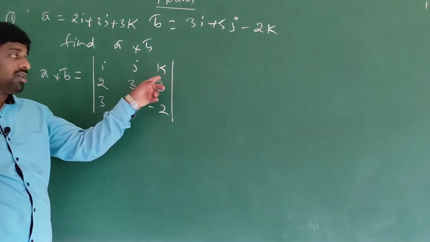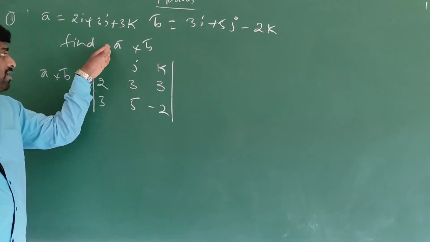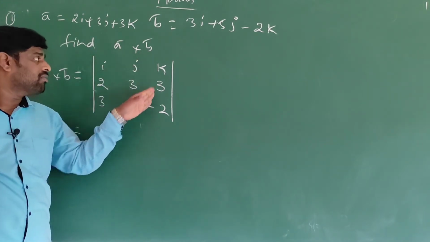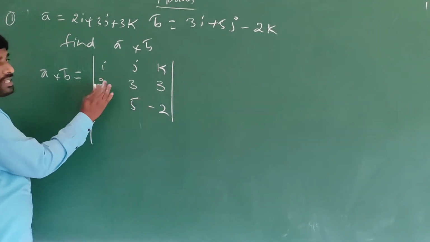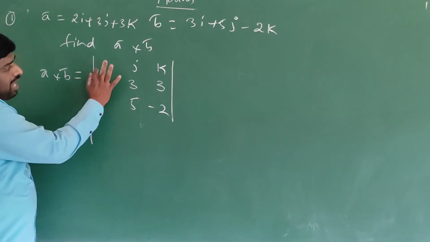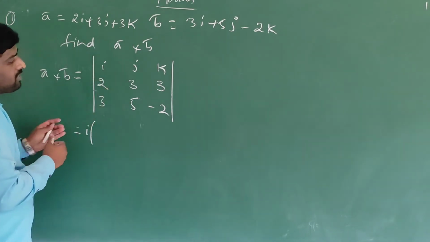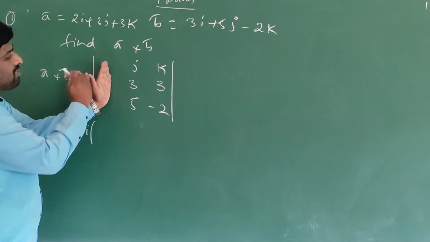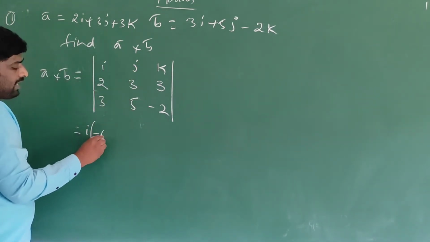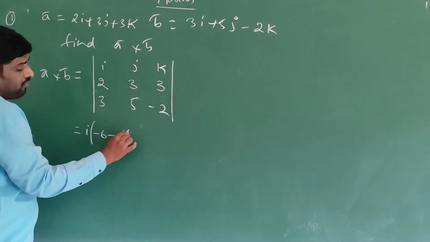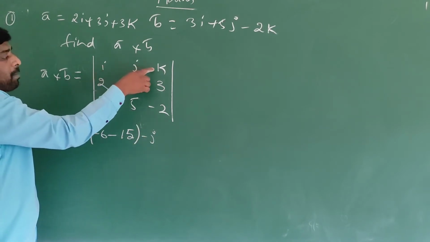You can expand by using the first row, second row or third row, or by using the first, second or third column. Take i into, leaving this row and this column, you multiply the remaining elements: 3 2s are minus 6, minus 5 3s are 15. Then minus j into, here the signs go plus, minus, plus.